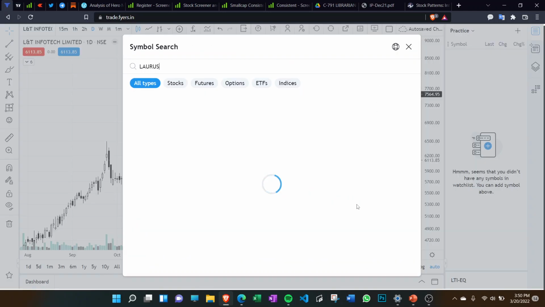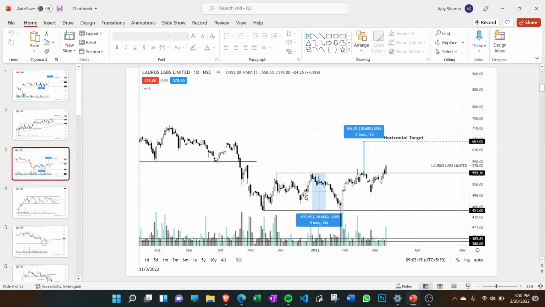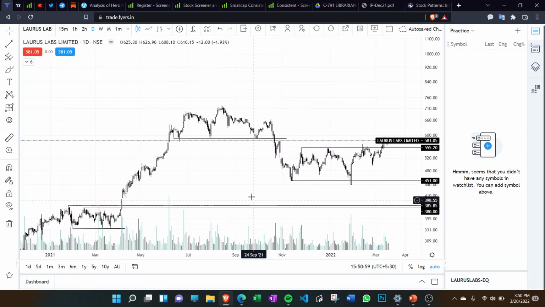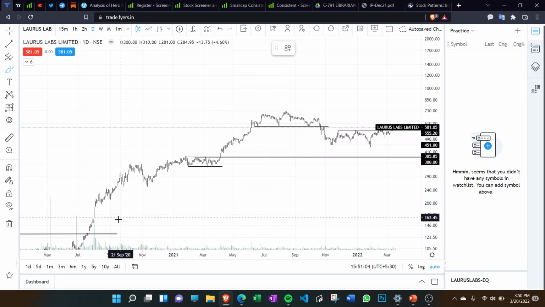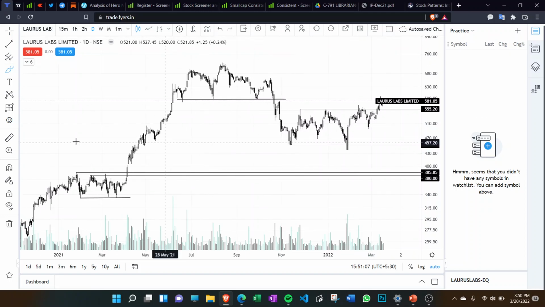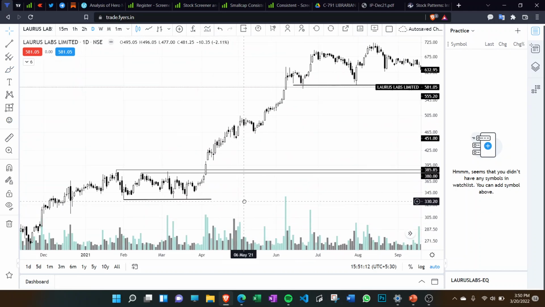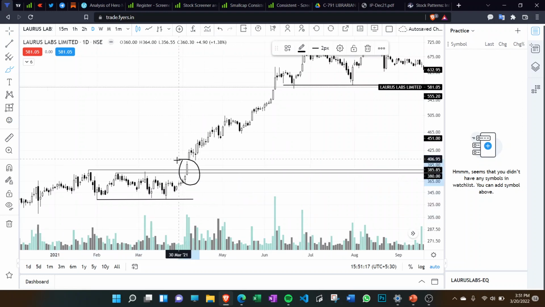So we have here Laurus Labs, where it formed a typical reversal horizontal pattern. So let's take a look at it from before. It was in a very strong uptrend, as you can see here. Then it started consolidating here, again a rectangle as a continuation pattern. You see here, it started consolidating in a range, then gave a very strong breakout combined with very strong volumes, and then again an uptrend.